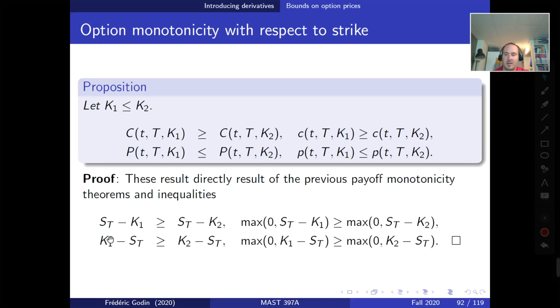So this is the payoff of a put option with strike K1. This is the payoff of a put option with strike K2. So if K1 is greater or equal to K2, then the payoff of the put option K1 will be greater or equal to the payoff of a put option with strike K2.